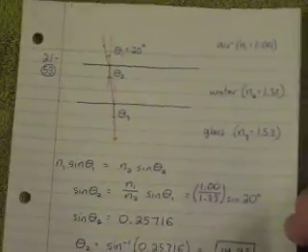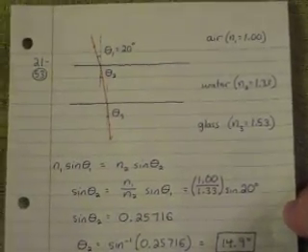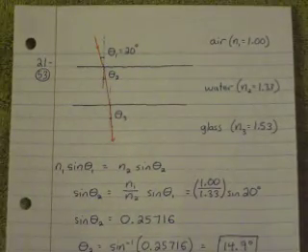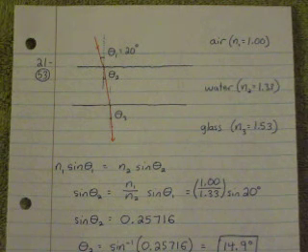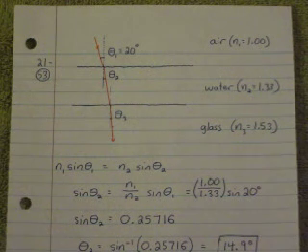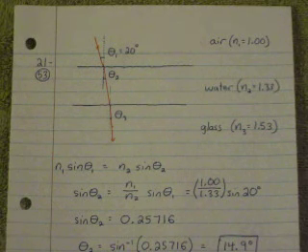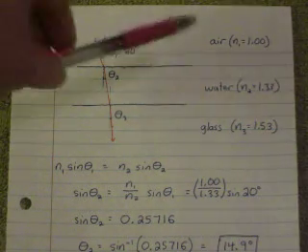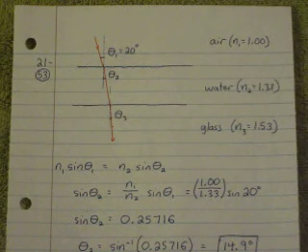Number 53 is a case in which there are 2 places where the light goes from one medium to the next. So in this more complex picture, I've drawn my air, water, and glass. And this time for air, I'm making that n1, water is n2, and glass is n3.